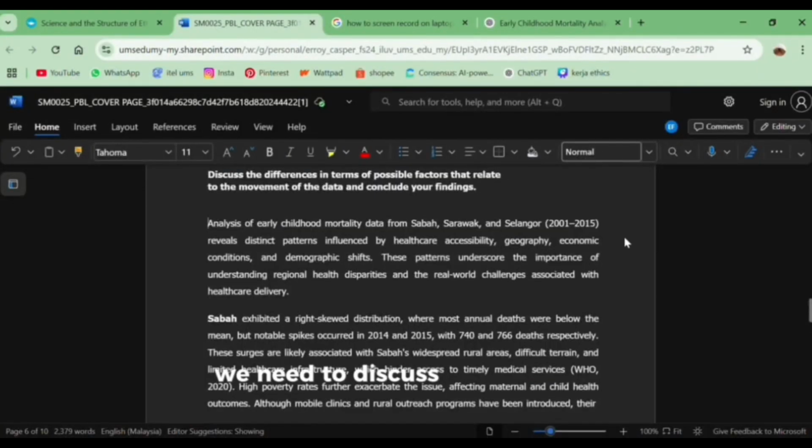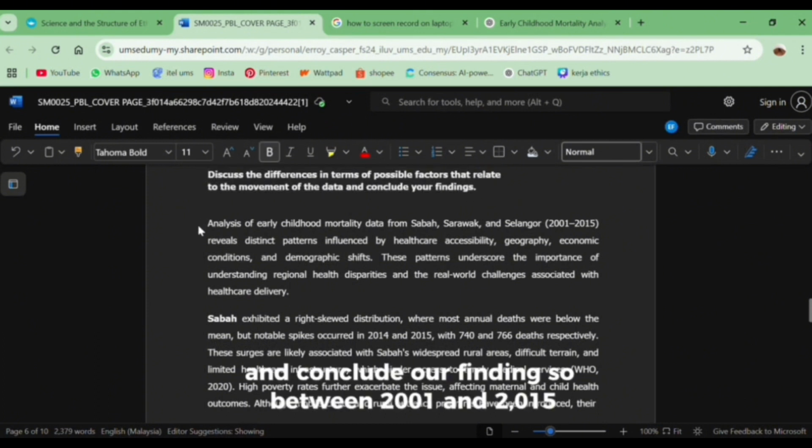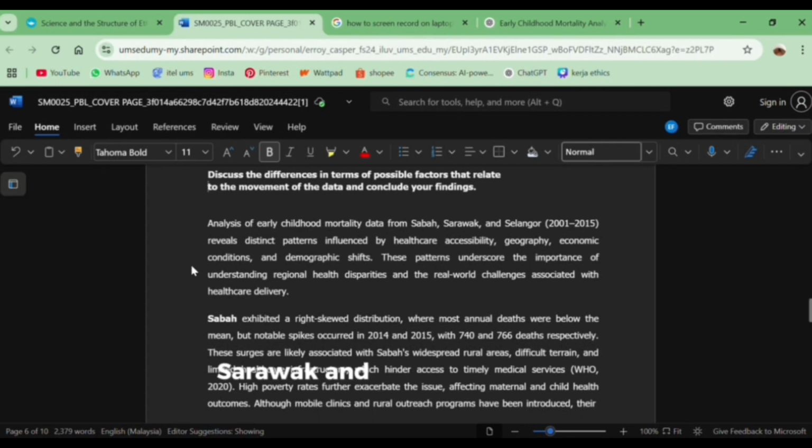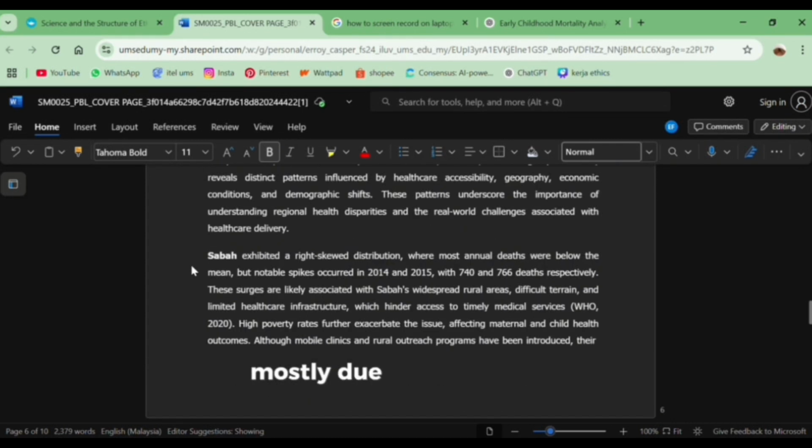So now we need to discuss the difference in terms of possible factors that relate to the movement of the data and conclude our findings. Between 2001 and 2015, we talk about the childhood deaths in Sabah, Sarawak and Selangor. They have different trends, mostly due to differences in healthcare access and living conditions.